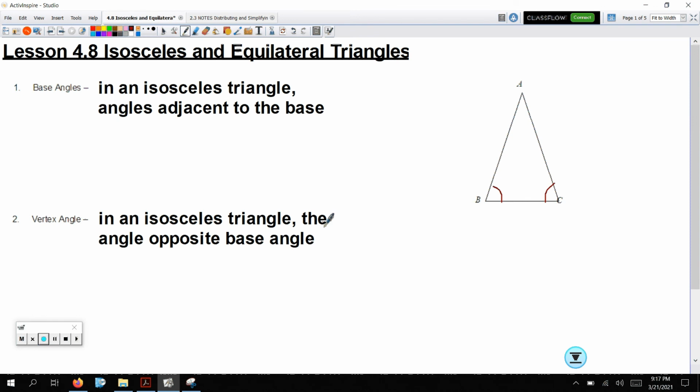In an isosceles triangle, the angle opposite of the base is called the vertex angle. Okay, that would be up here. First off, let's just notate this is an isosceles. And this is the vertex angle. And down here we have the base angles, which are congruent.